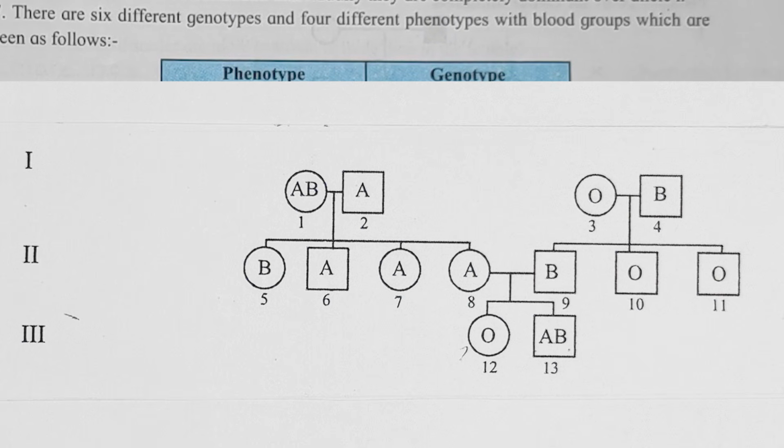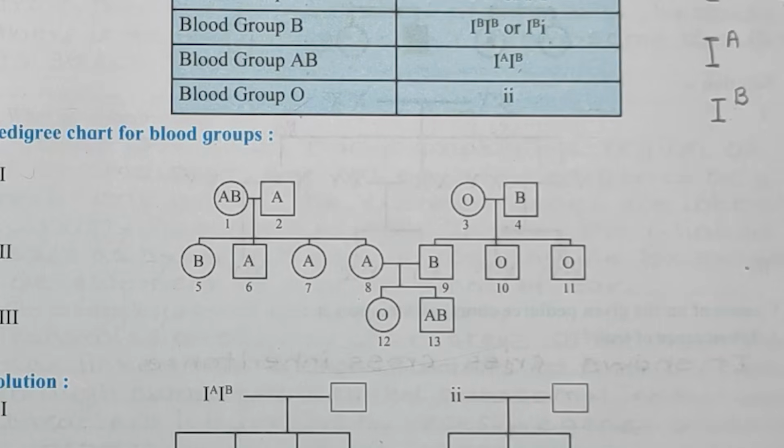You write here: it is a pedigree chart for the blood group showing codominance. For that you will get half a mark. Then they will ask you to write the genotype of the blood group of a particular individual, suppose number 12. The arrow will be there, either at 12, or at 13, or maybe at 8 or at 9.